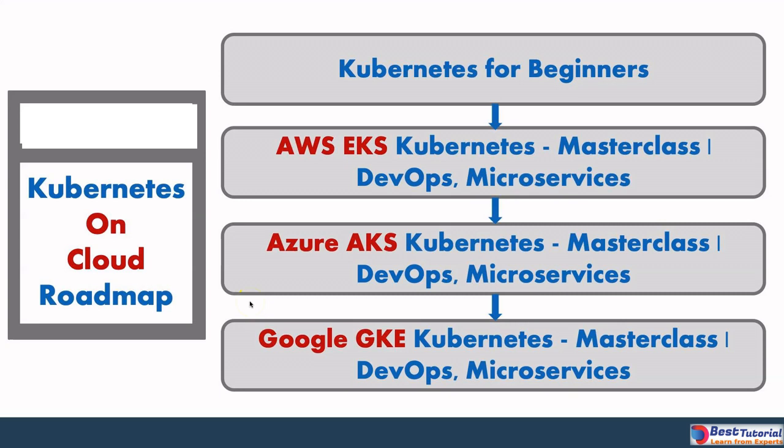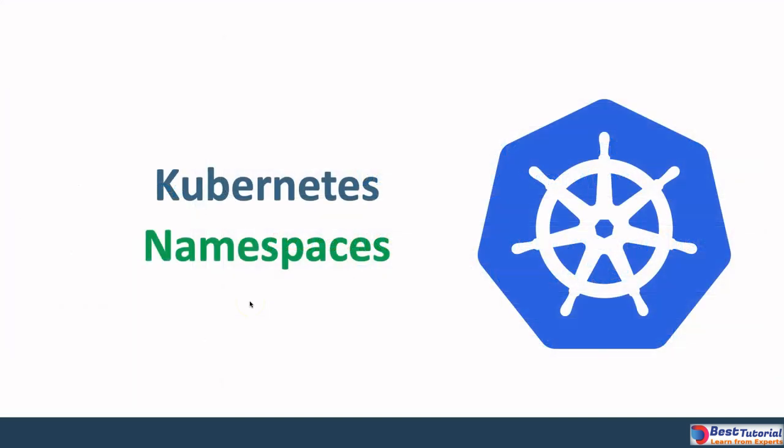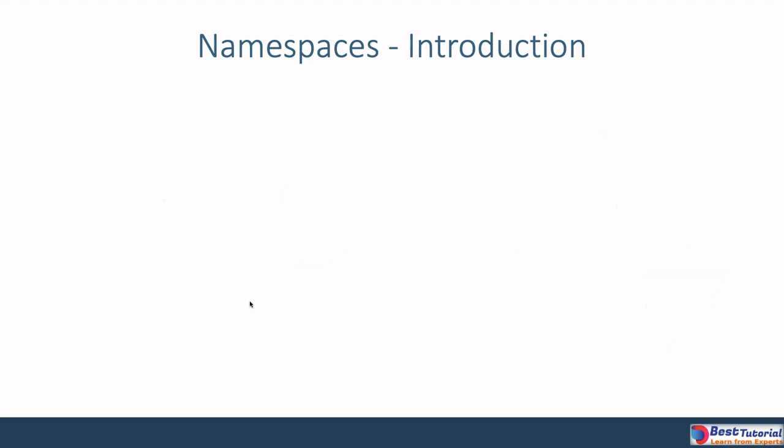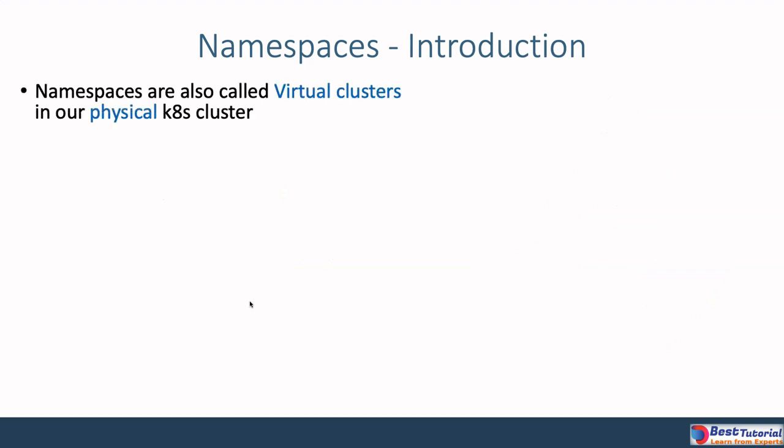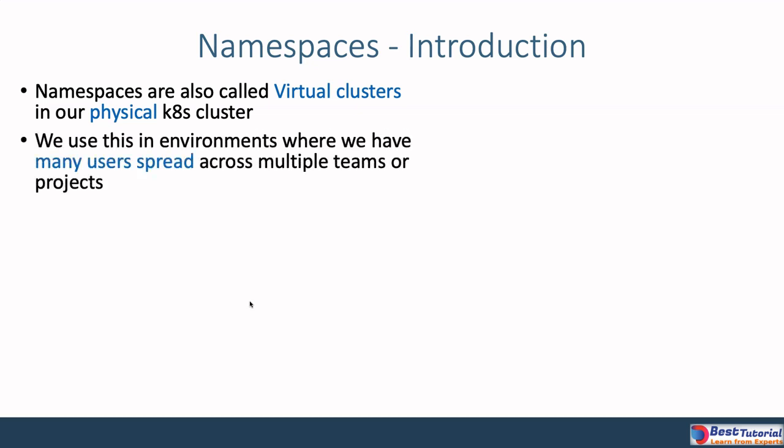Welcome back. In this lecture we are going to understand Kubernetes namespaces on a very high level. Namespaces are also called virtual clusters in our physical Kubernetes cluster. Why? Because we create Kubernetes objects inside these namespaces which will be isolated from other objects outside of this namespace. That's the reason we call it a virtual cluster. Usually these namespaces are used in environments where we have many users spread across multiple teams or projects.